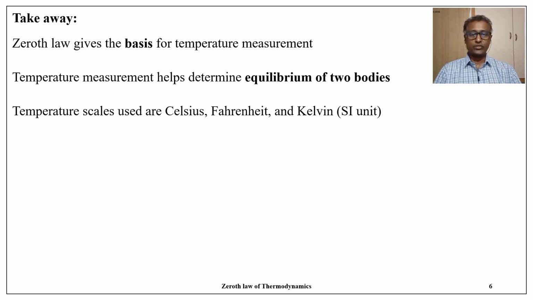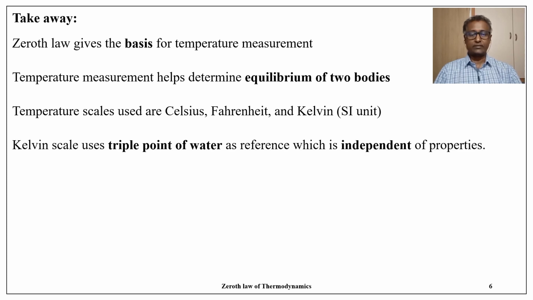Kelvin uses the triple point of water as the reference, which is independent of properties. Whereas the Celsius and Fahrenheit scales use the ice point and steam point of water as references, which are dependent on the property of the substance.